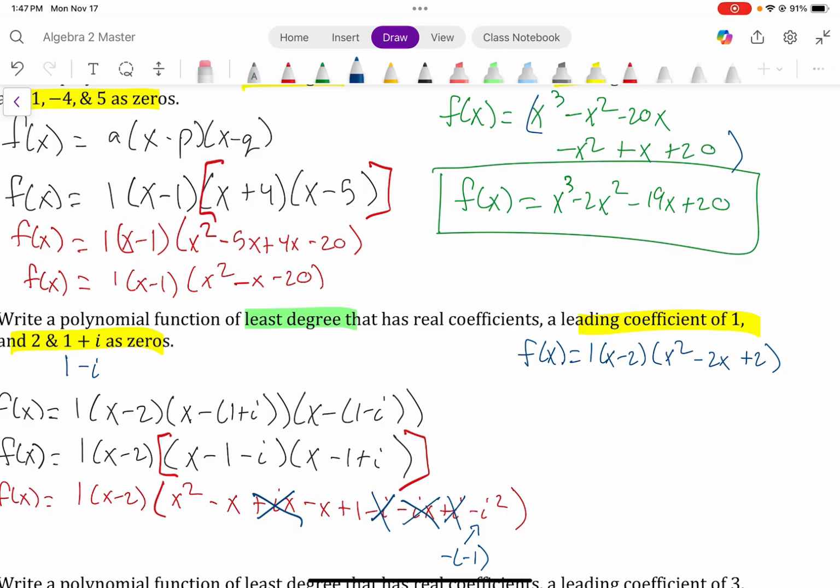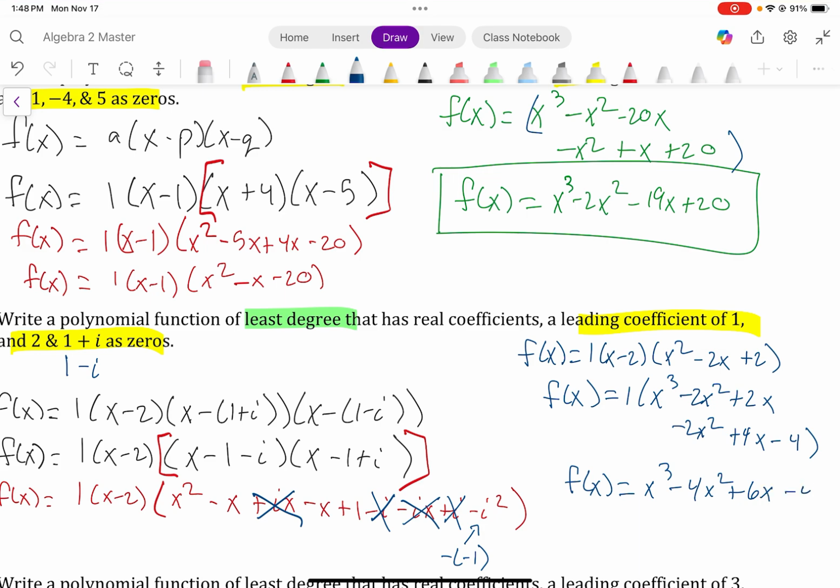So now I've done the hardest part, honestly. I have to distribute my x minus 2 through. That gives me x cubed minus 2x squared plus 2x minus 2x squared minus 4x plus 4x minus 4. So x cubed minus 4x squared plus 6x minus 4. Now, I didn't have to worry about the a value because it was 1. If it was going to be something else, I would have to multiply that through.